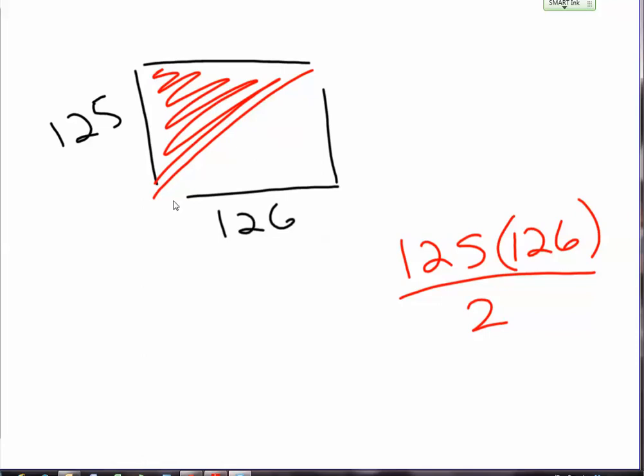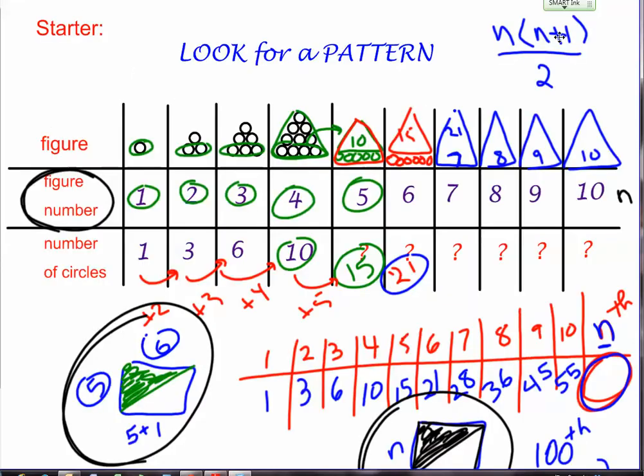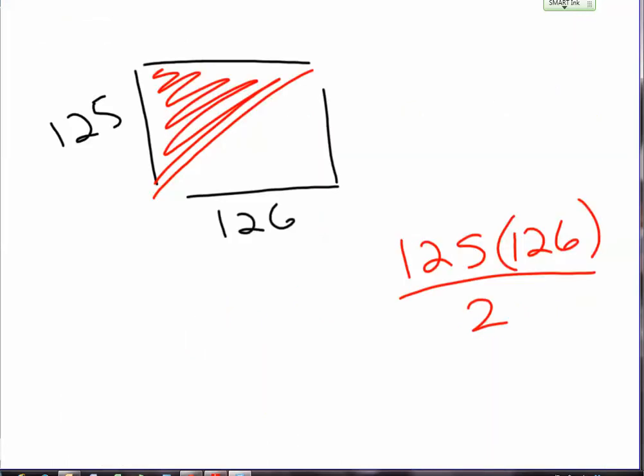So we did it for the 100th, and you found it was 100 times 101 divided by 2, and that was 5,050 chips. So that pattern, n times n plus 1 divided by 2, helps you explain the entire pattern for triangular numbers. So algebra helps you explain.